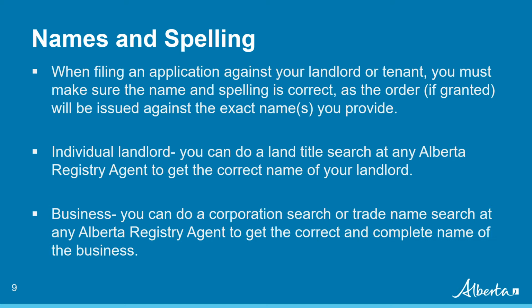To find out the exact name of an incorporated business, a corporation search can be done at any Alberta registry agent. An unincorporated business, such as a firm, partnerships of 2 or more people, or a sole proprietorship, must be claimed against in the name of the business owners. Put both the owner's full name and the name of the business on the application form. To find out the owners of an unincorporated business and the address of the owner, do a trade name search at any Alberta registry agent or through SPIN2, the Government of Alberta's online portal.